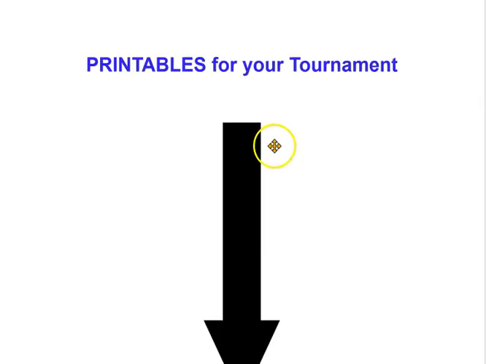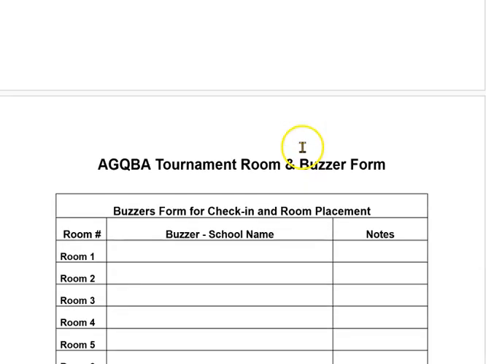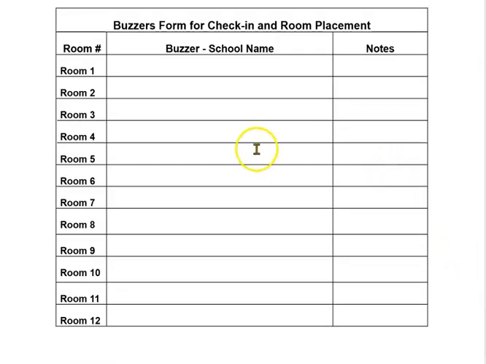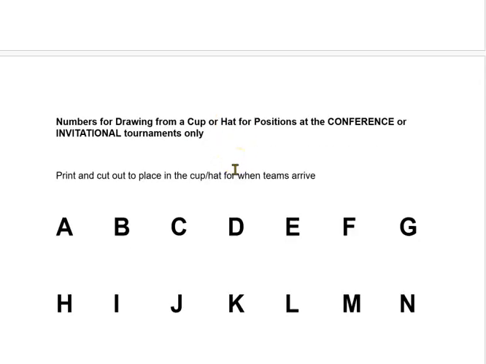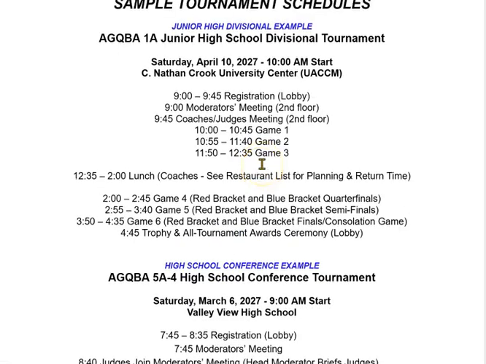So final things, these printables down here. I've got scads and scads of printables here for you. This is your buzzer form. You can see the buzzer, the school name, and the notes here where it might go. There's your Team A, Team B. Cut those up and put them in the cup for them to draw if they need to.